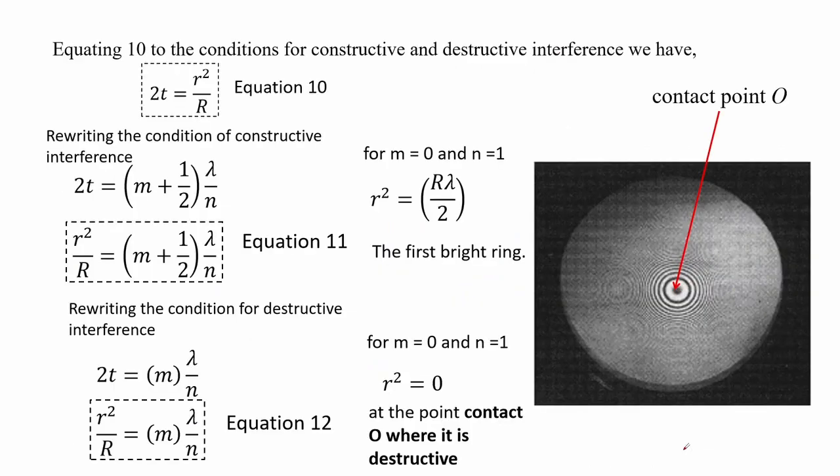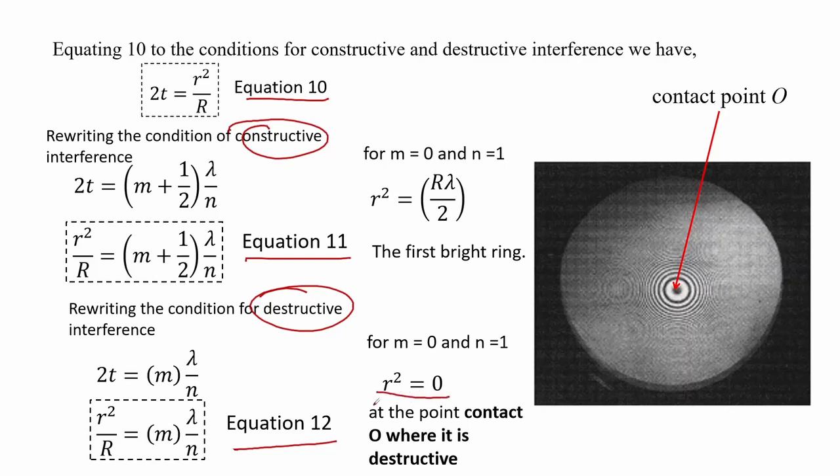Equating 10 to the conditions for constructive and destructive interference, we have equations 11 and 12. They are obtained by rewriting it based on the conditions for the type of interference. For constructive interference we have equation 11. For destructive we have equation 12. At the origin point, or contact point, we see that it has a dark spot and is positioned at a distance r, or radius, equal to 0. And this distance happens only when it is destructive, as shown here.